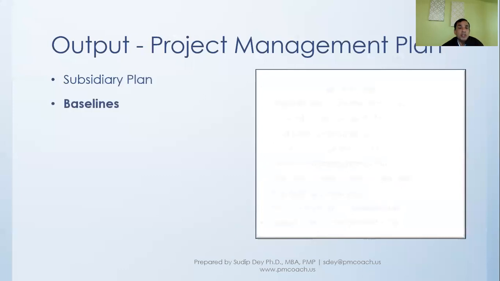In addition to these plans, we'll have baselines. Like we said, baselines are lockdown documents, which will be the reference for judging the performance of the project, and any changes to the baseline will have to go through a change control process. So the kind of baselines we'll have: scope baseline, schedule baseline, cost baseline. These are the three key baselines: scope, schedule, cost.